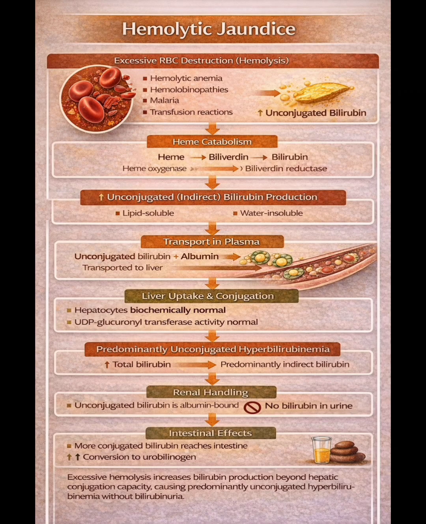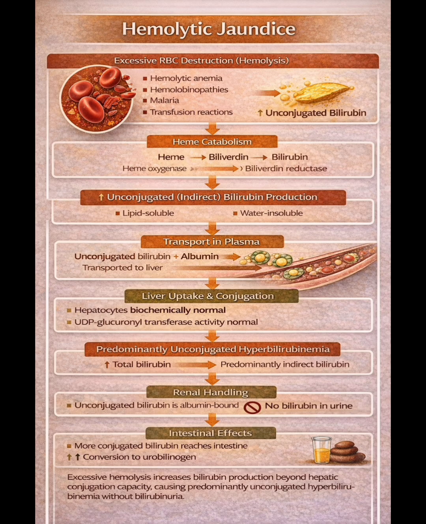Hemolytic jaundice begins with excessive destruction of red blood cells. This occurs in conditions like hemolytic anemia, hemoglobinopathies, malaria, or transfusion reactions. Increased red cell breakdown releases hemoglobin, and the heme component is metabolized. Heme is converted to biliverdin by heme oxygenase, and then to bilirubin by biliverdin reductase. This leads to increased production of unconjugated or indirect bilirubin, which is lipid-soluble and water-insoluble.